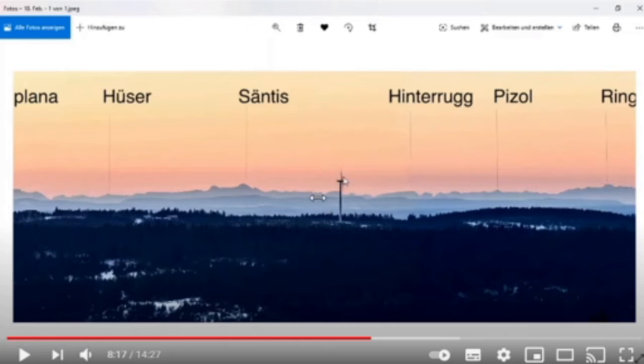I put it all up. I also measured it on Google Earth and everything. And this mountain back here is 2,600 meters high. So the top of that mountain is 2,600 meters. The top of that wind turbine is no more than 1,100 meters. So not even half as high as the top of that mountain. But still, that mountaintop is clearly below that wind turbine.